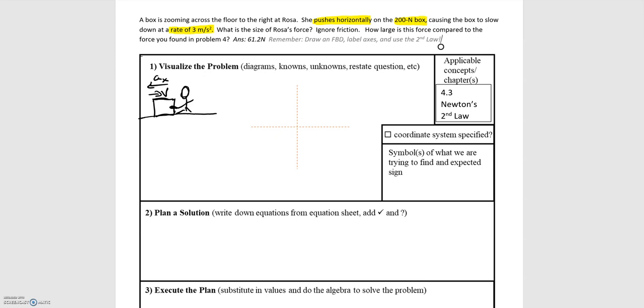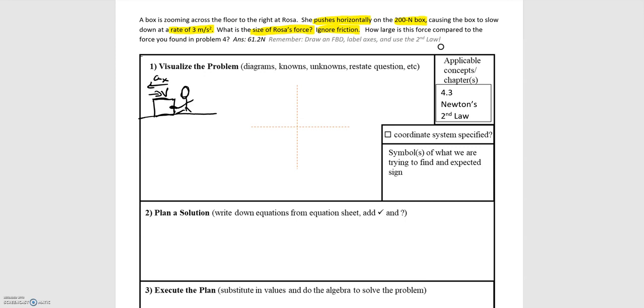What is the size of Rosa's force? So we need to determine the magnitude of Rosa's force. And we're told that we can ignore friction, so we don't need to have a frictional force in our free body diagram.